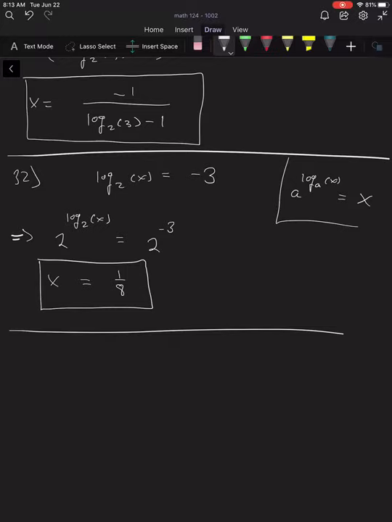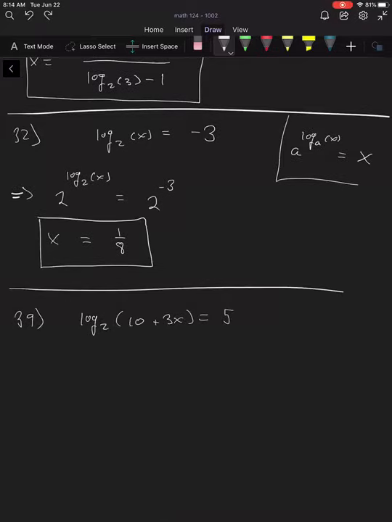So 39 says log base 2 of 10 plus 3x is equal to 5. Now the base of our log again is 2. So what we're going to do is take that number 2, and do 2 to the left-hand side.